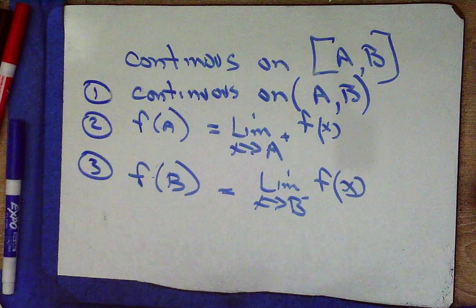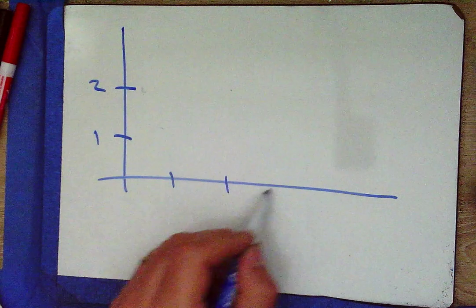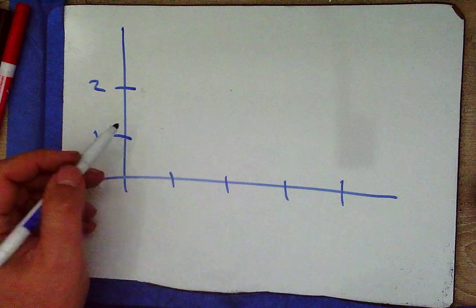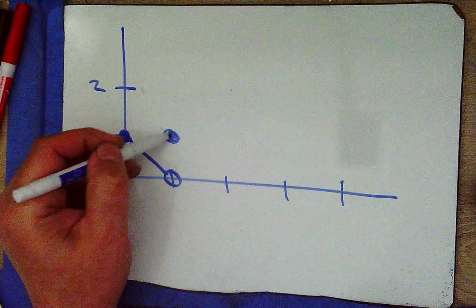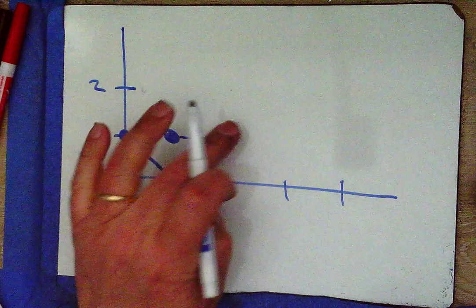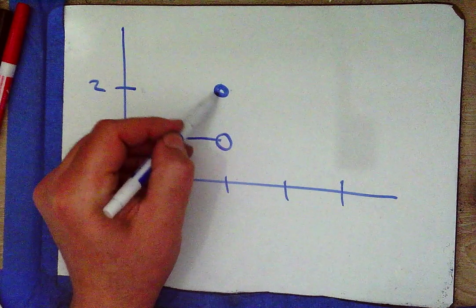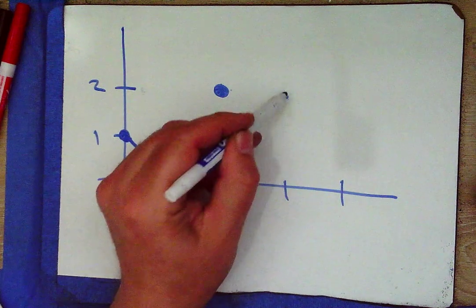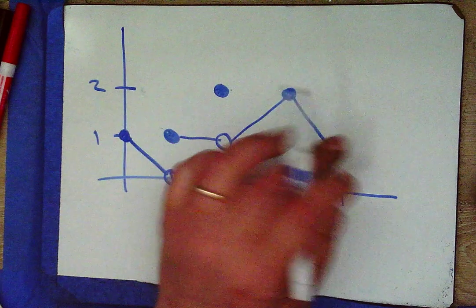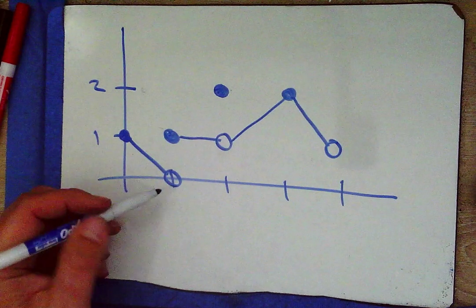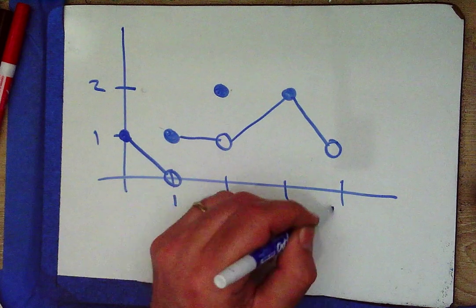All right, so let's do some practice. Here's a graph of f of x. Okay, I've got closed circle, I've got open circle, I've got closed circle, I've got open circle, I've got closed circle, I've got closed circle, I've got open circle.